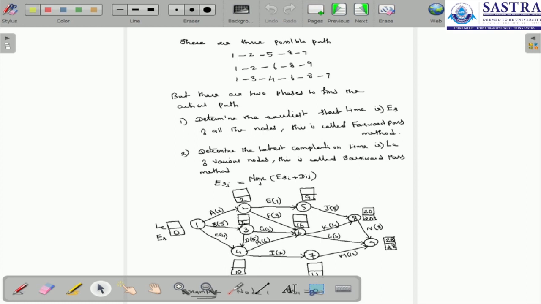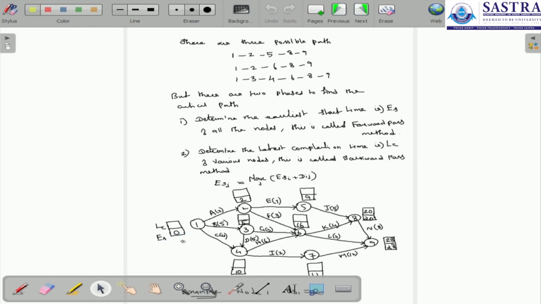For the forward pass method, the formula is ESj equals the maximum of ESi plus Dij, that is, the earliest start time plus the duration. If there are two activities, we choose the maximum value of the two. This is what we are going to do in this particular drawing. Here we have taken two boxes for every activity.